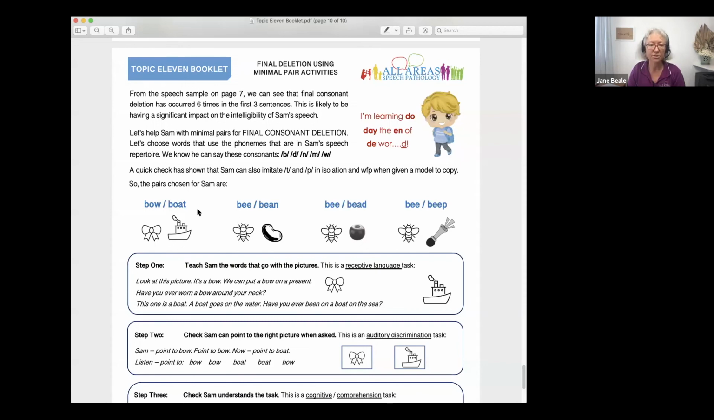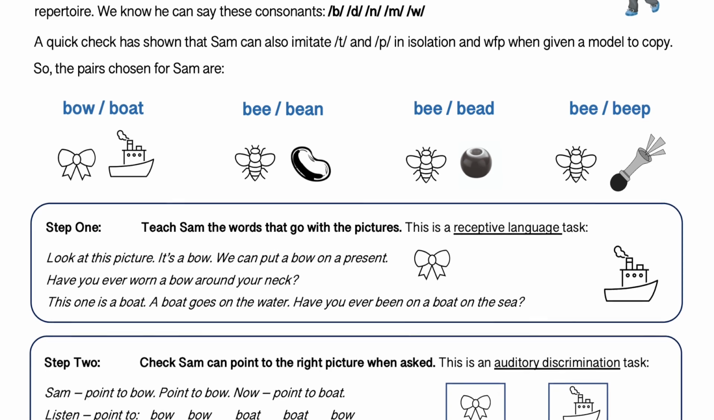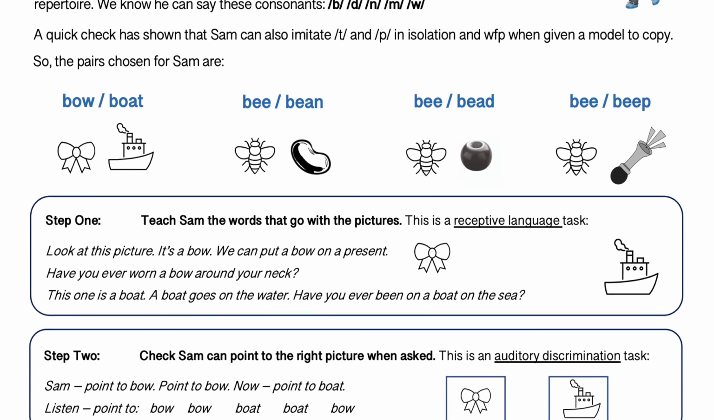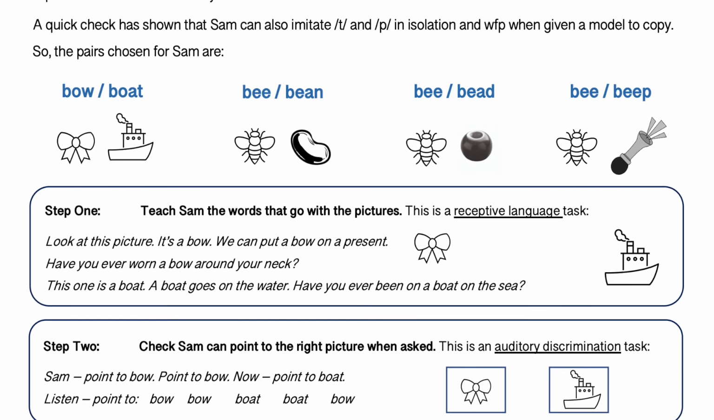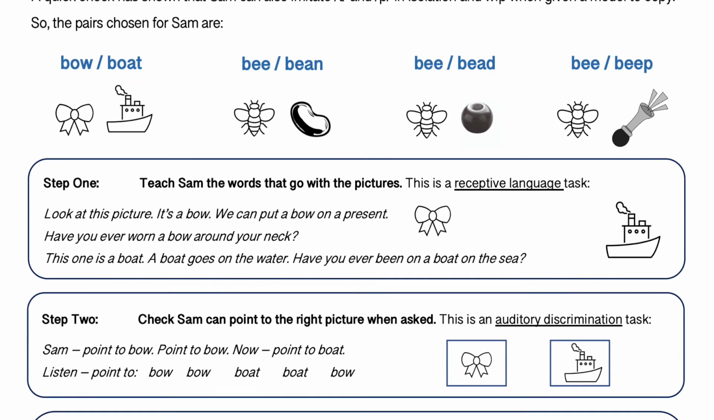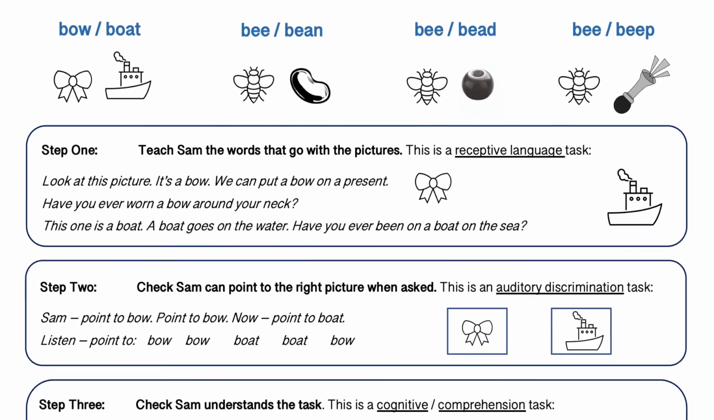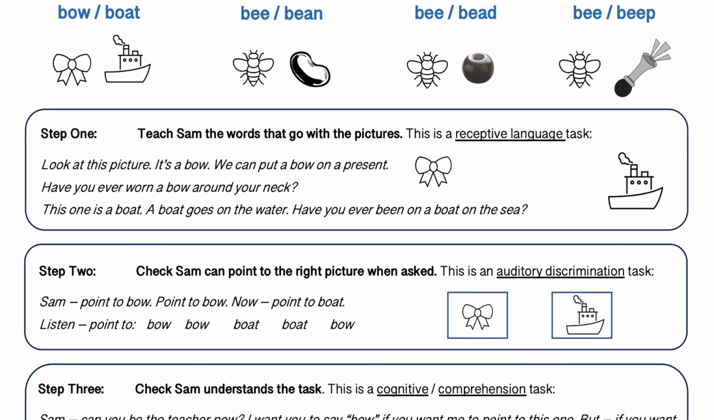So see what I chose for Sam? I chose bow and boat because they both mean something. Bee and bean. Bee and bead. He probably knows what a bead is. I might have to teach him. Bee and beep.